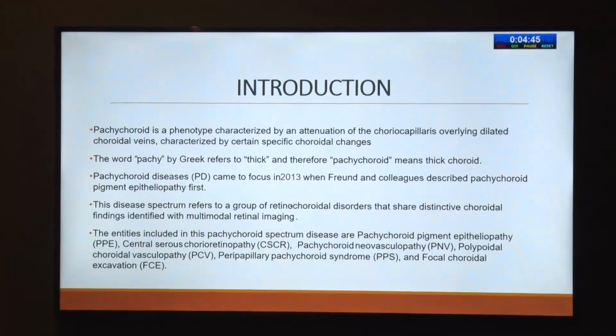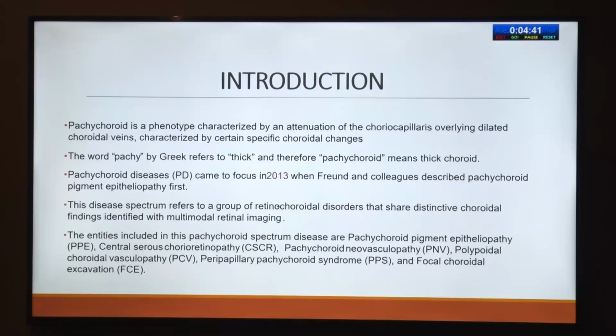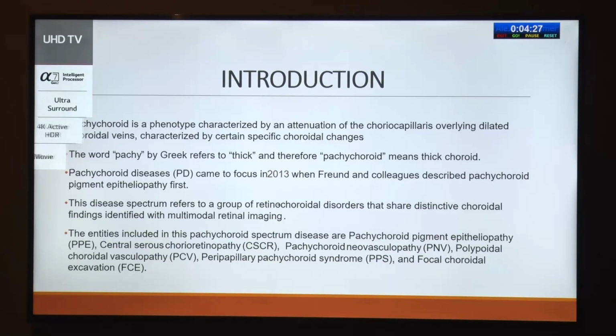Pachychoroid is a phenotype characterized by attenuation of the choriocapillaris overlying dilated choroidal vessels, with certain specific choroidal changes. The word pachy itself means thick in Greek, so pachychoroid means thick choroid. Pachychoroid came into focus in 2013 when Freund and colleagues described pachychoroid pigment epitheliopathy.